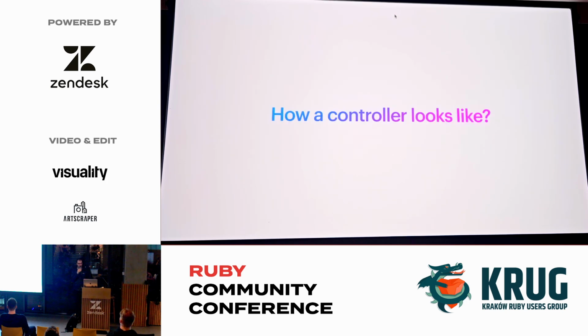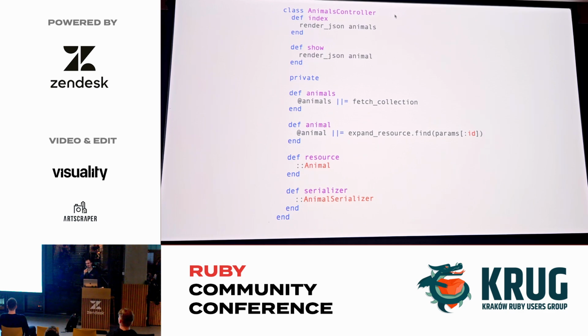So how does a controller look like? Very simple. All the controllers look like this. So we have some rendered JSON, we have some fetch collection when we pull all the data. This is the process I said. There is also something called expand resource, which is basically the same, and then we do a find on it for a single resource. We define the resource, so what to join against, and we define the class of the serializer. And under the hood, the whole thing just prepares all the data, only the data you need.